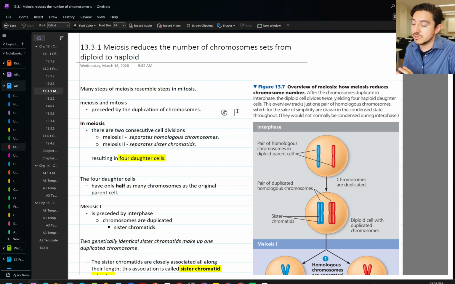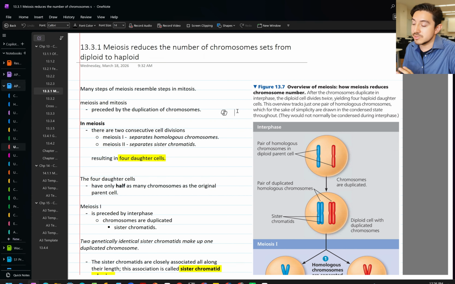Nevertheless, you do see some similarities. One of the main similarities is that meiosis and mitosis are still preceded by the duplication of chromosomes, meaning that the DNA is copied during interphase. But in meiosis, there are actually two consecutive cell divisions as opposed to mitosis. They're broken down into what is called meiosis 1, where you have your first cell division, and then meiosis 2, where you have your second cell division. Within meiosis 1, you have a separation of homologous chromosomes, and in meiosis 2, you have the separation of the sister chromatids.